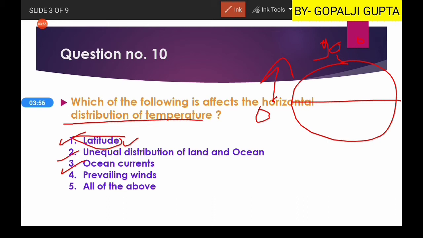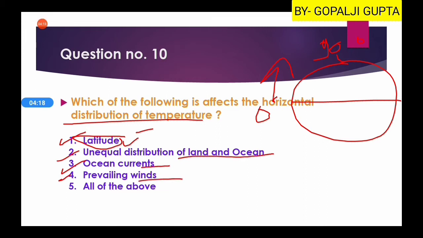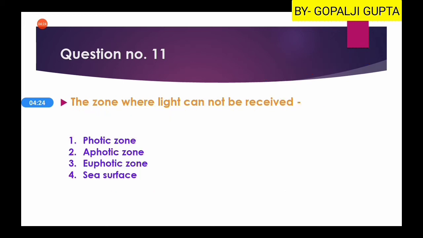Then you have the prevailing winds. As you know, North Indian winds like Loo cause the heating up of areas. You have certain other winds like Sirocco and Harmattan. These cause a change in temperature. So latitude, unequal distribution of land and oceans, oceanic currents, and prevailing winds, all four of these cause the horizontal distribution of temperature. So here the fifth option is our right answer.